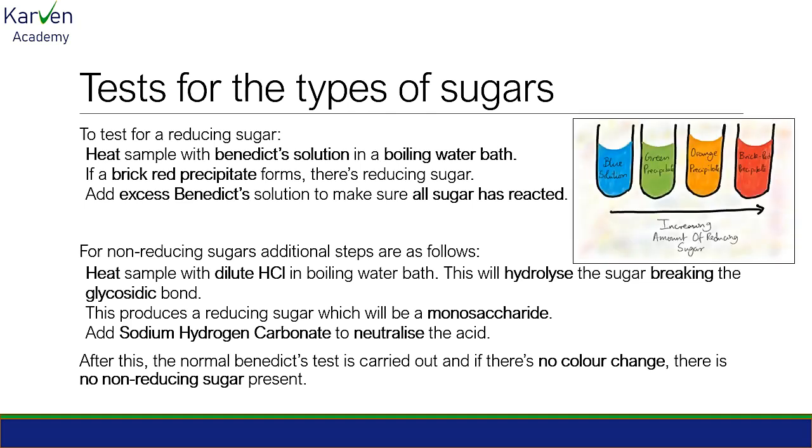And this diagram summarizes the precipitate that you are wanting to see. So the greater the amount of the reducing sugar, the greater the change in the color of the precipitate.